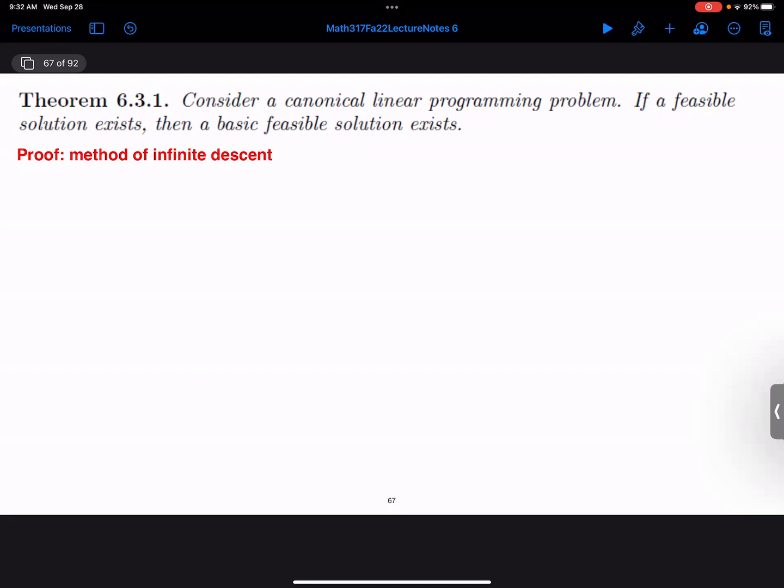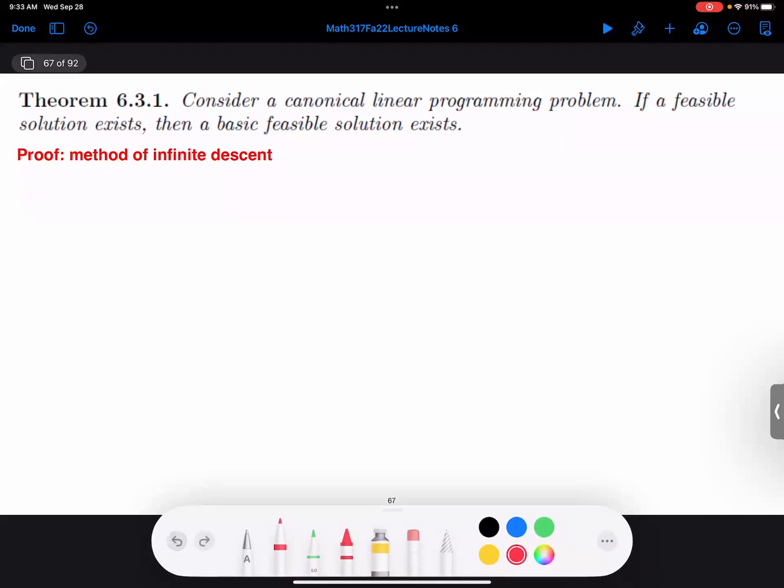Let's go through and show that if a feasible solution exists, then a basic feasible solution exists. So assume AX equals B, X is feasible, but not basic feasible. That means the components of X are non-zero, but the corresponding columns are not necessarily linearly independent.